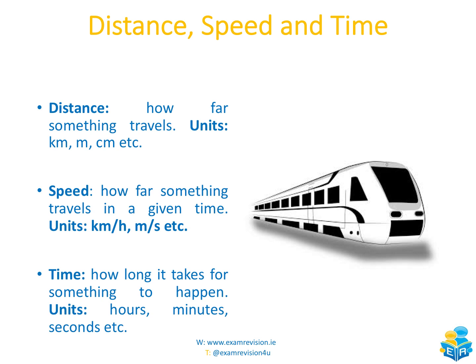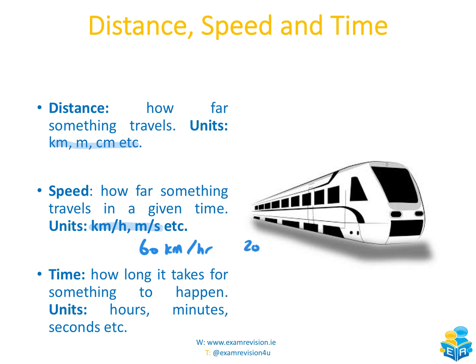So distance is how far something will travel. Units will be kilometers, meters, centimeters, etc. Speed is how far something travels in a given time. And that makes sense when we look at our units down here. So it's kilometers per hour, meters per second. So for example, if we consistently traveled at a speed of 60 kilometers per hour and we didn't change our speed, in that hour we would travel 60 kilometers.